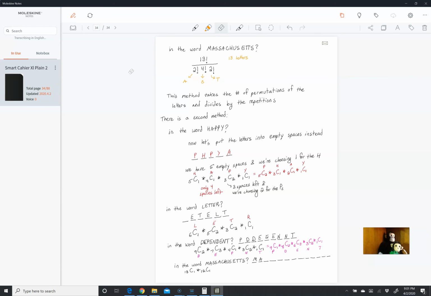I'll just put them in order here. There are 11 spaces left, and we're going to use 4 of them for the S's, because there are 4 S's. Now there are only 7 spaces left. Sorry, there were 2 A's. So let's make the 12C1 for the C. And now we're going to do the A's. So there are 7 spaces left, and there are 2 A's.